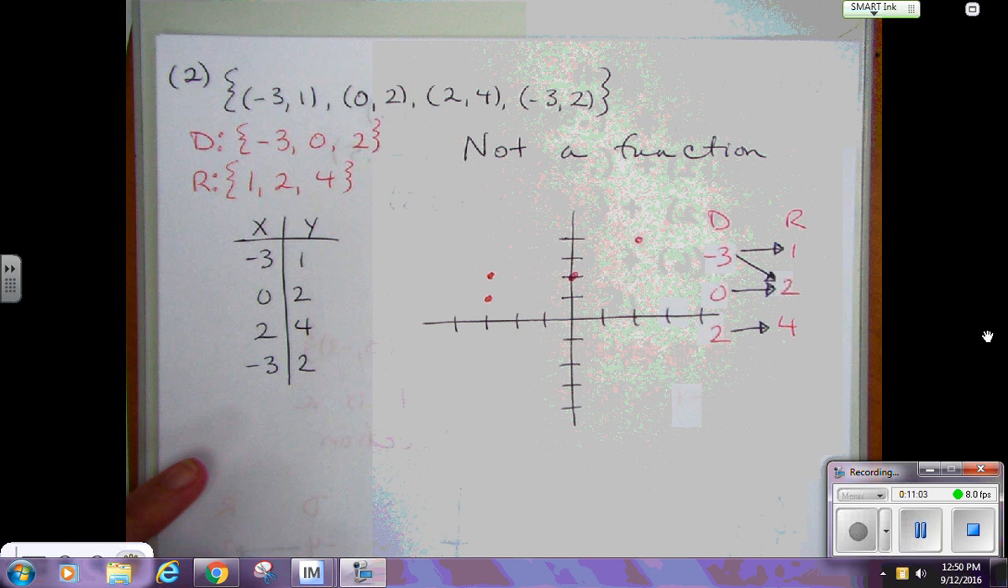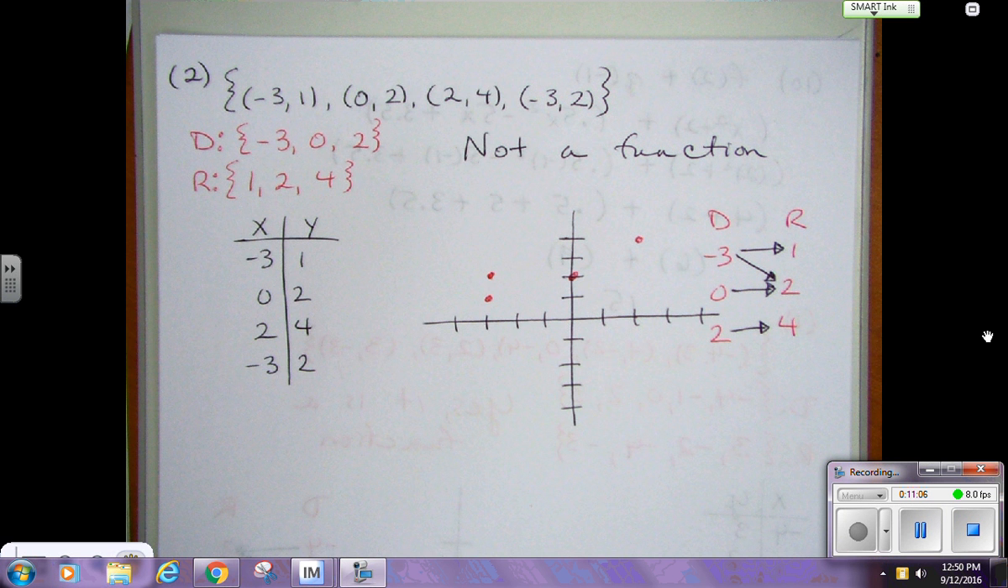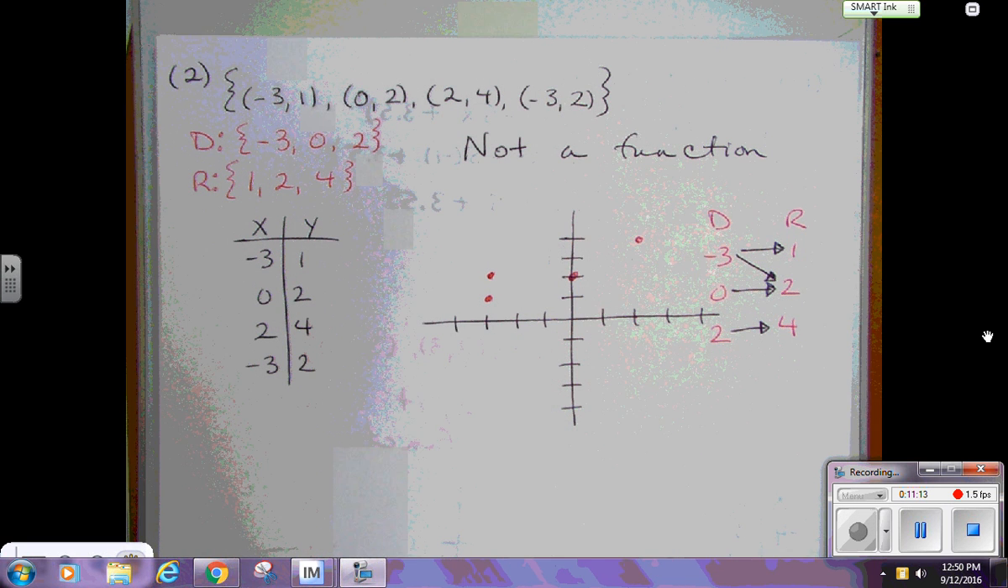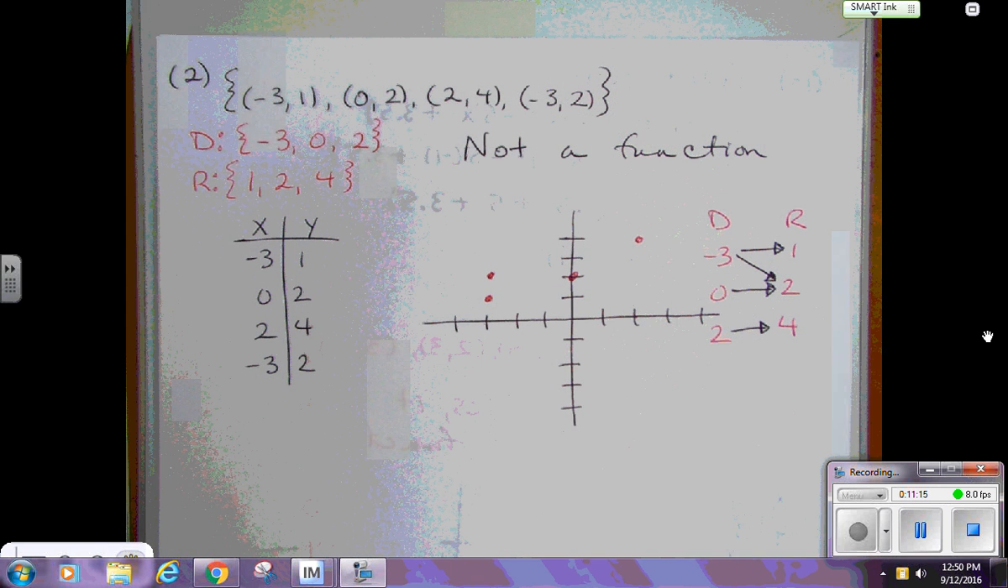Okay, so my domain is -3, 0, and 2. Range is 1, 2, and 4. And it's not a function because your x value is being repeated. That -3 is being repeated. Okay, so let's do the vertical line test for this one.